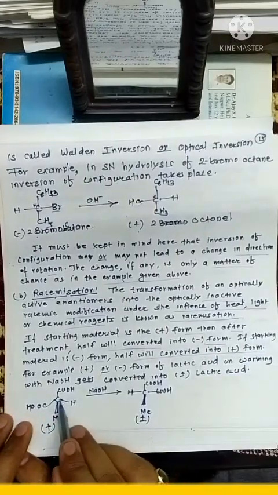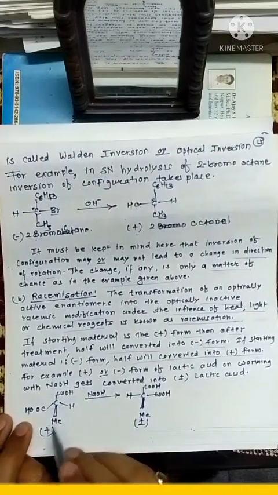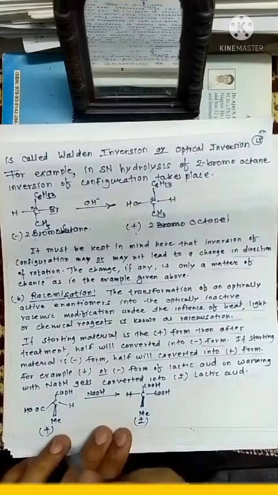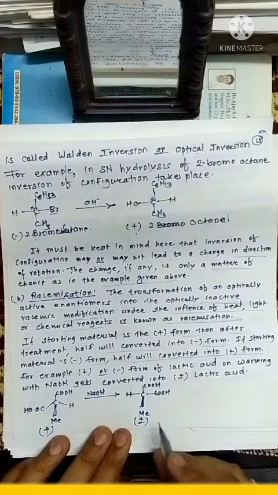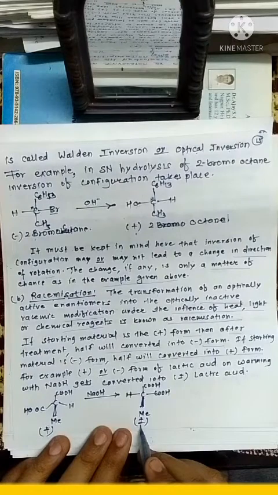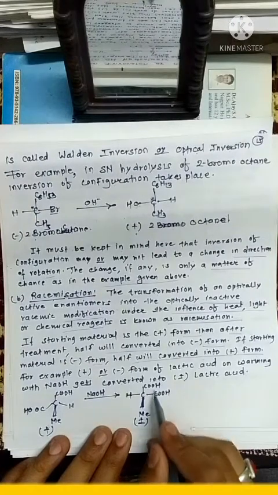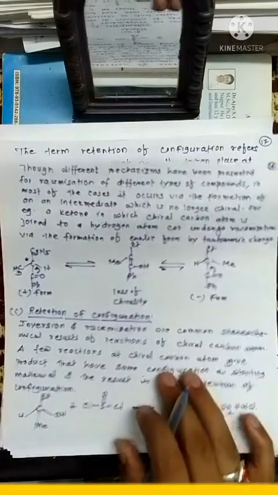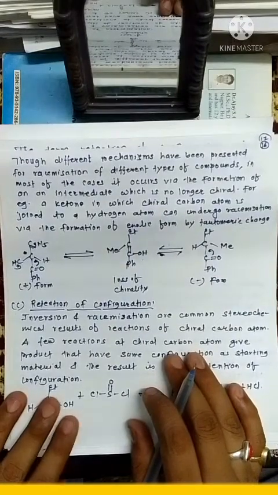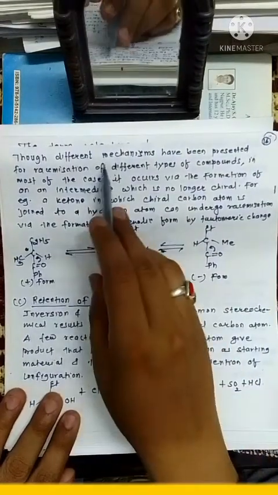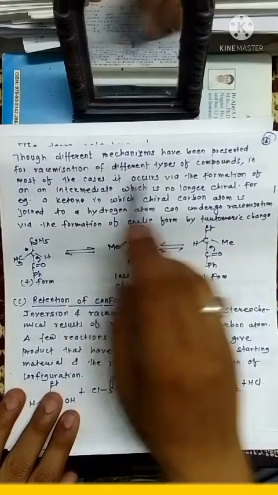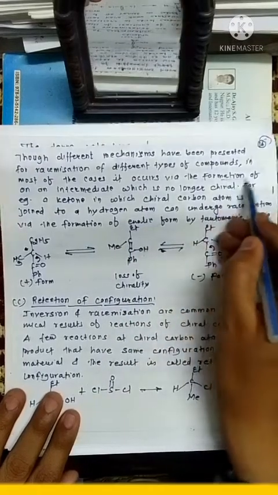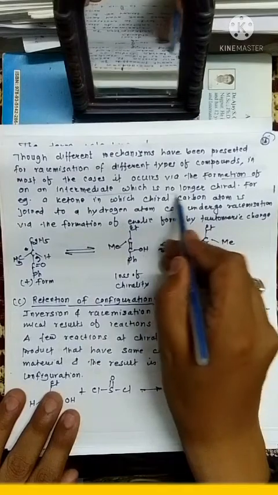Just see in this example, this is the positive form of lactic acid. When it is treated with NaOH, we got racemic modification, that is 50% of the positive form gets converted into negative form. So we got plus-minus lactic acid, that is racemic modification. Though different mechanisms have been presented for racemization of different types of compounds, in most cases it occurs via the formation of an intermediate which is no longer chiral.